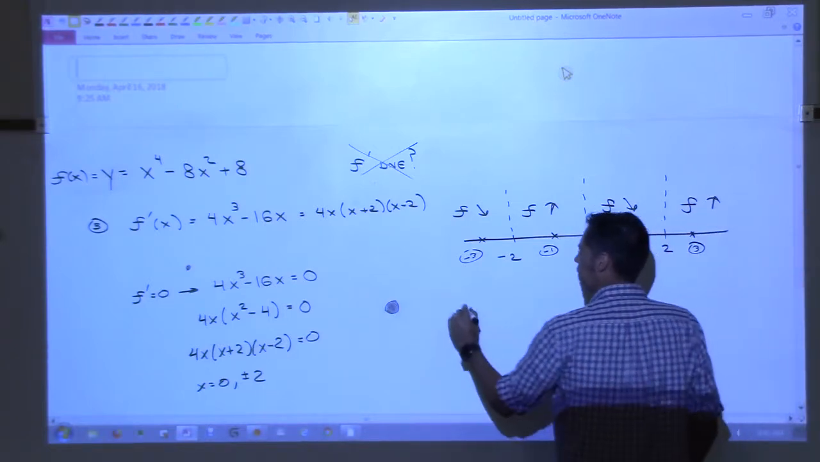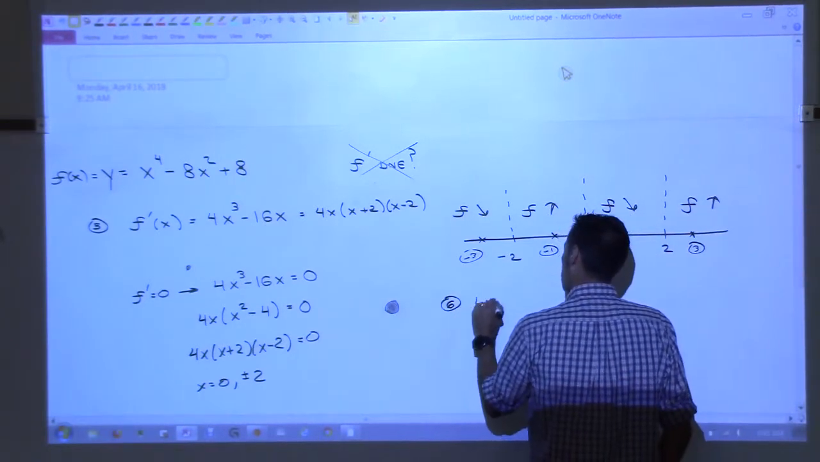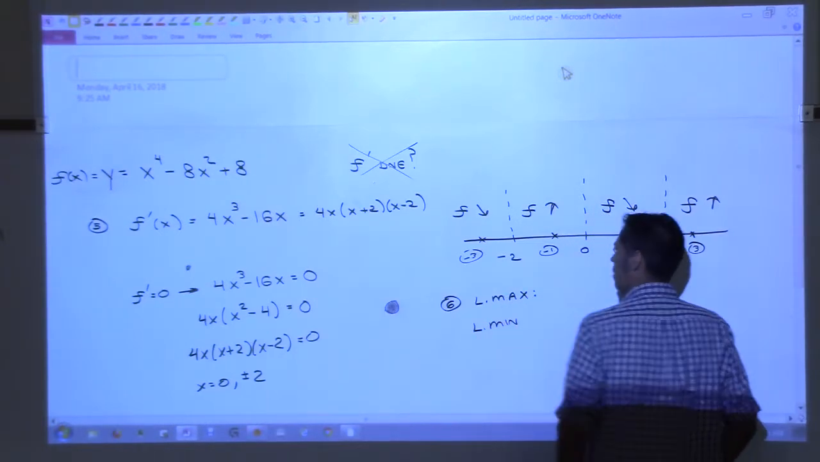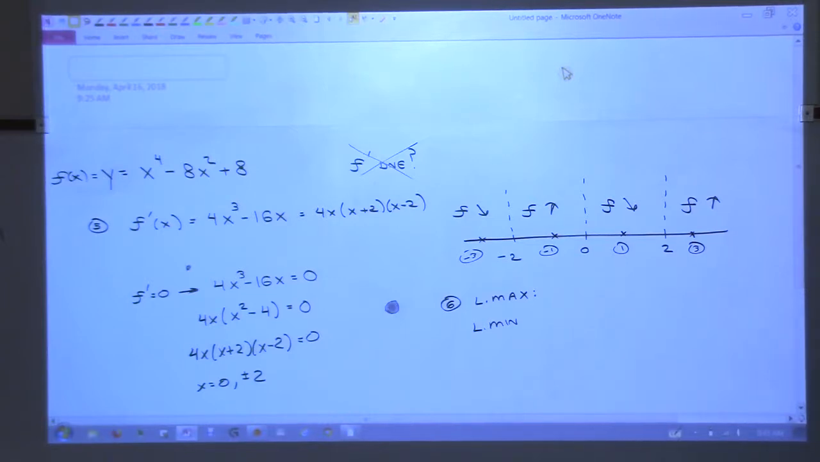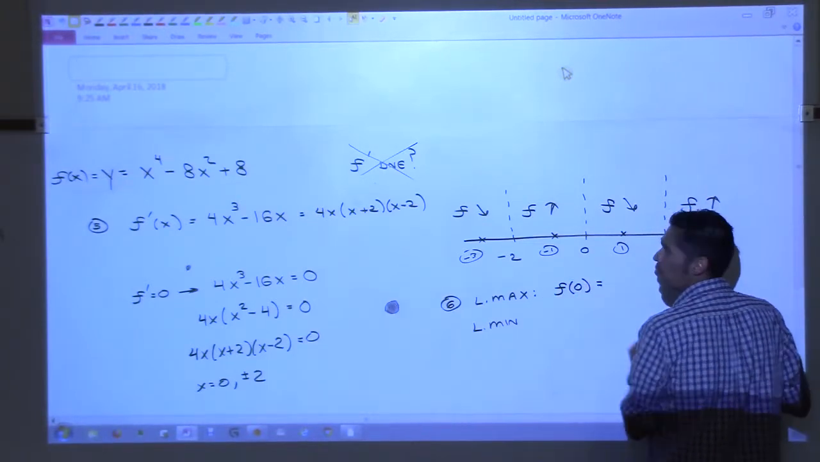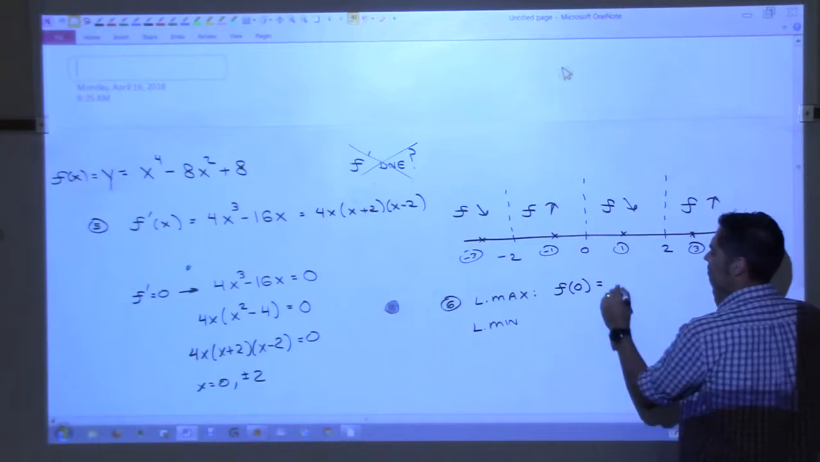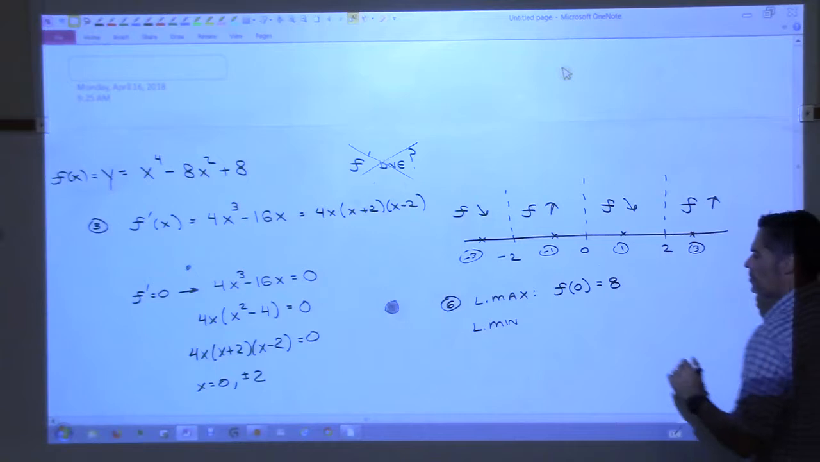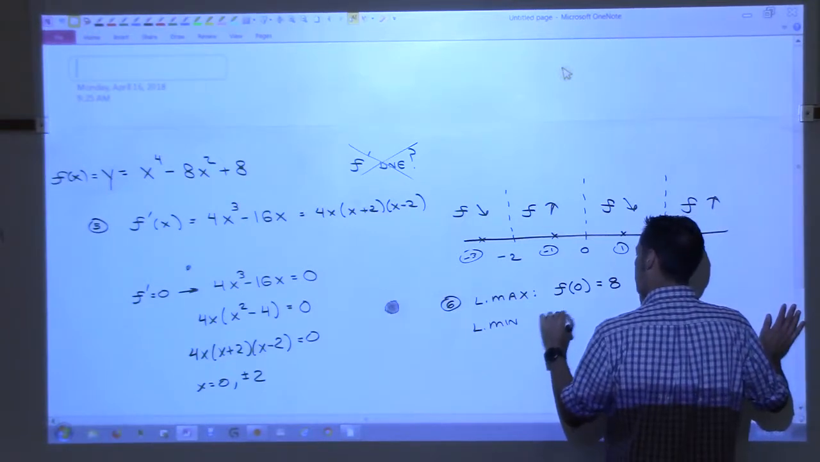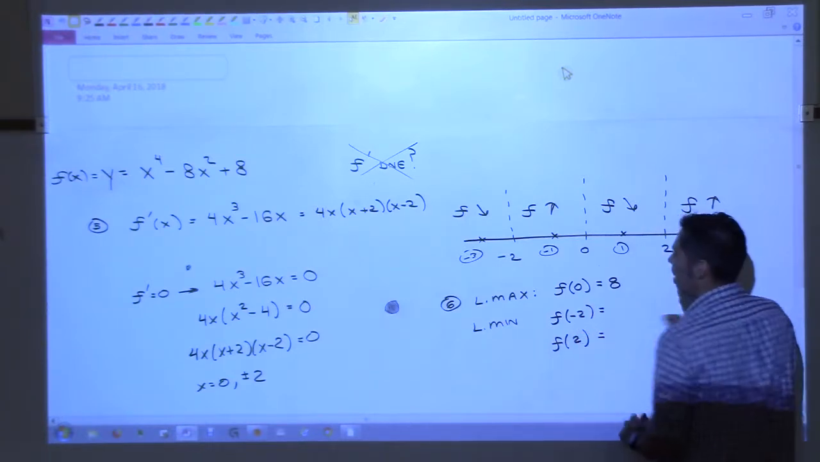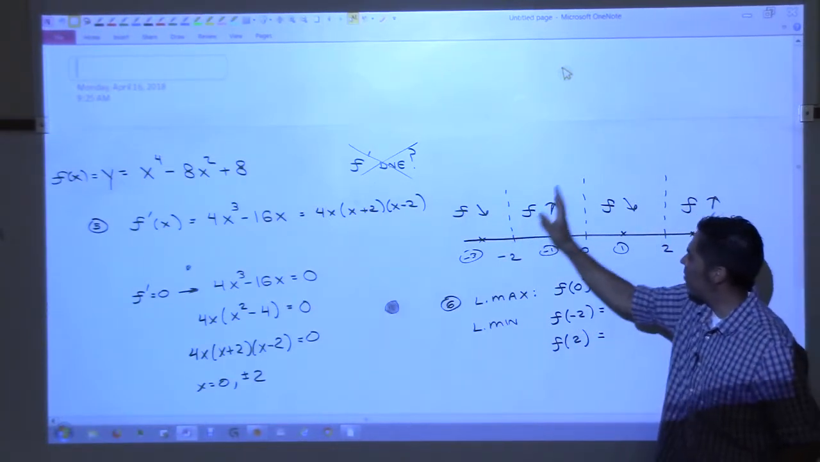Step 6, local max, local min. Where are our local maxes? We only have one, right? At 0. So it's at f of 0, and it is what? 8. Hey, isn't that the y-intercept? The y-intercept is a local maximum. All right, well, local minimums. I actually have 2 of them, f of negative 2 and f of positive 2. Right, these two are minimums because it goes down then up, down then up.